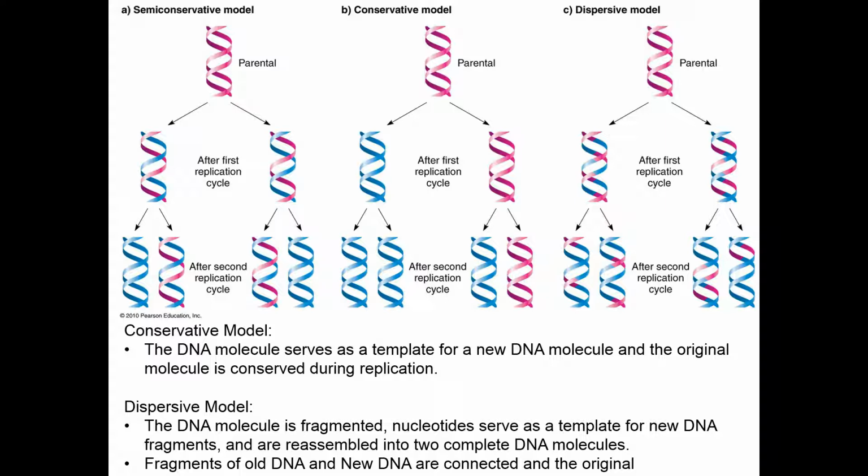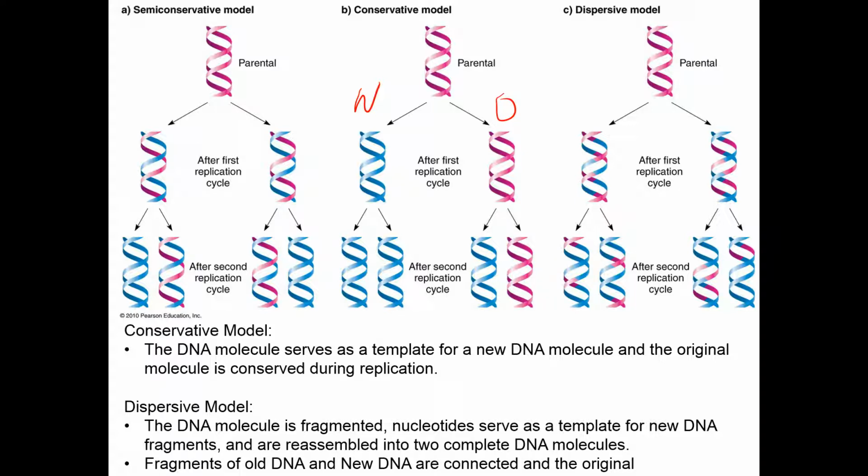Now, the conservative model is whereby the two strands of the parental DNA separate, just as before, and they serve as a template for new nucleotides to be laid down. But what happens here is that the newly synthesized strands are released, and they come back together. They're reannealed. Your new strands come together and your old strands stay together and reanneal. And this keeps going on and on. So the parental strands of DNA are never incorporated into the new daughter DNA.